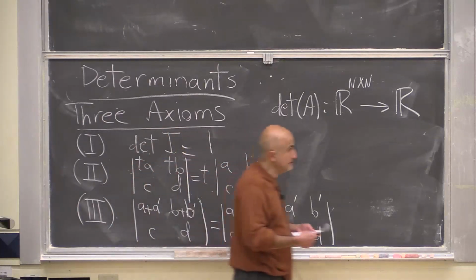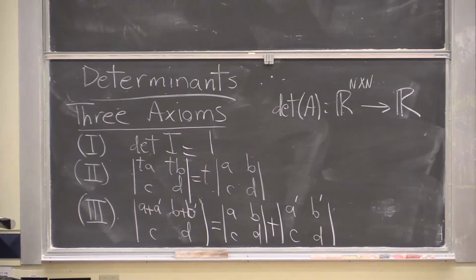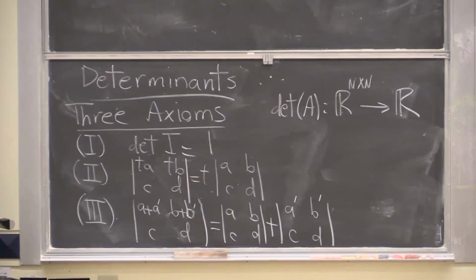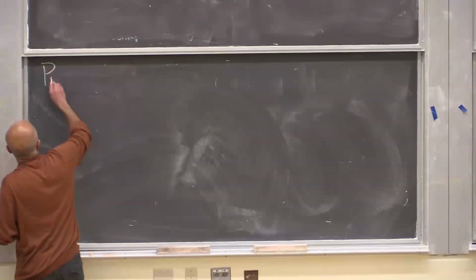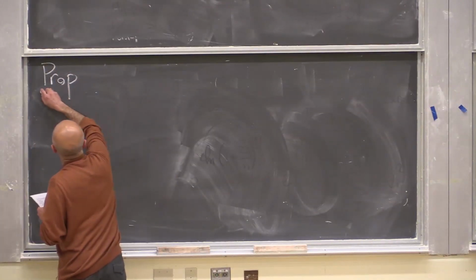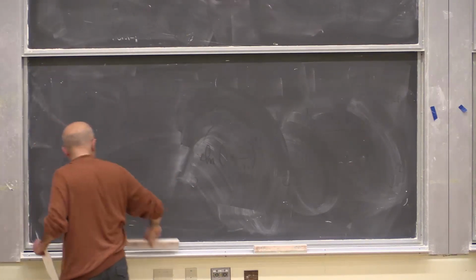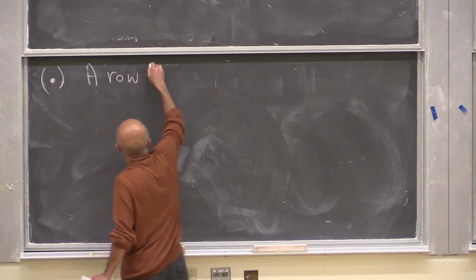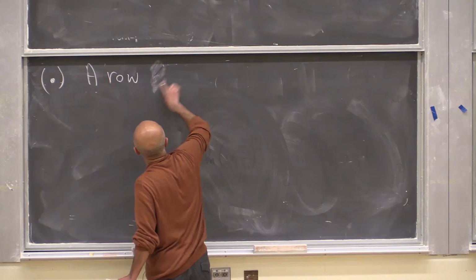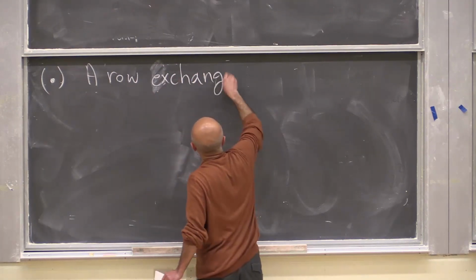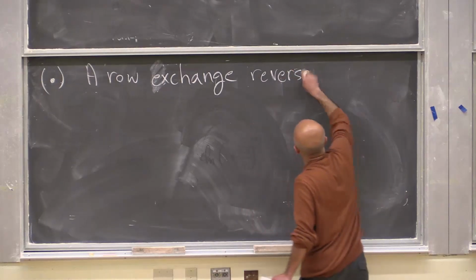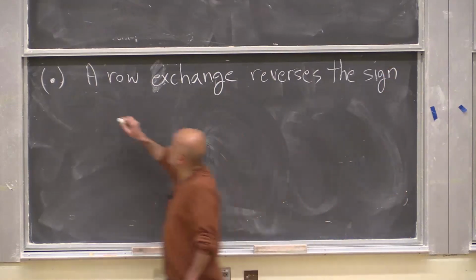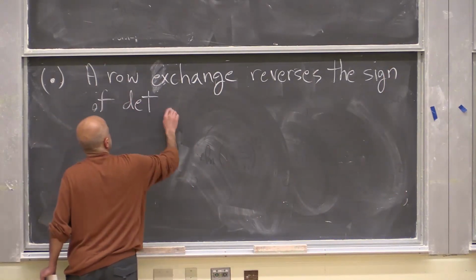Okay, then I said that we can derive a whole bunch of these other properties of the determinant from these three basic axioms. And one property that we talked about that I'll just go over quickly. I forget about numbering them. I'll just write them as bullets. A row exchange reverses the sign of the determinant of A.